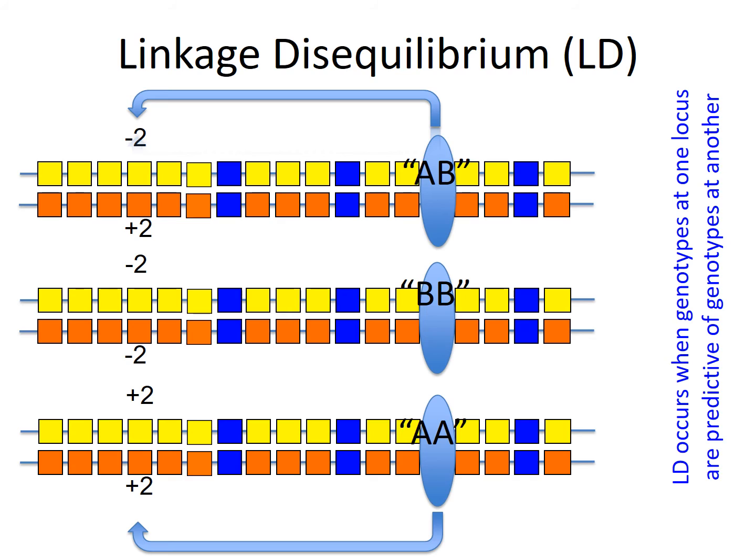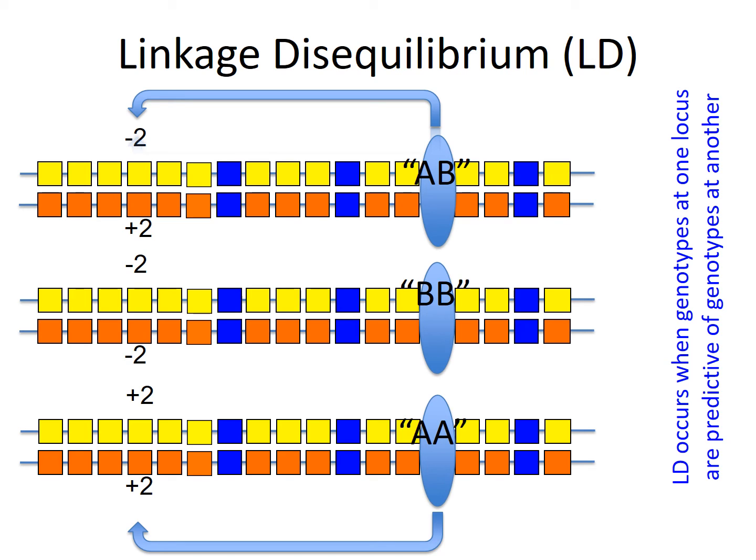So in this case, I show you the A allele is associated with the +2 variant, and the B allele is associated with the -2 variant. So when an individual is homozygous for the AA variant, in this example, it's also homozygous for the +2. And when it's homozygous for the BB variant, it's also homozygous for the -2, somewhere nearby. And when it's heterozygous for A and B, it's heterozygous for the -2 and +2 form.